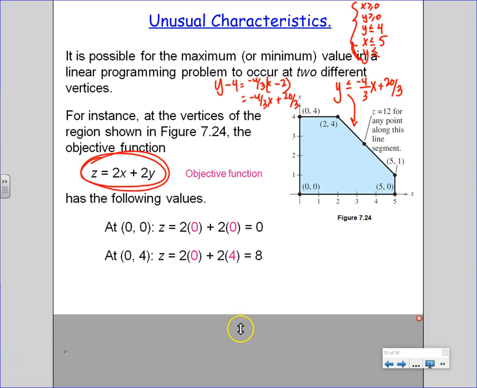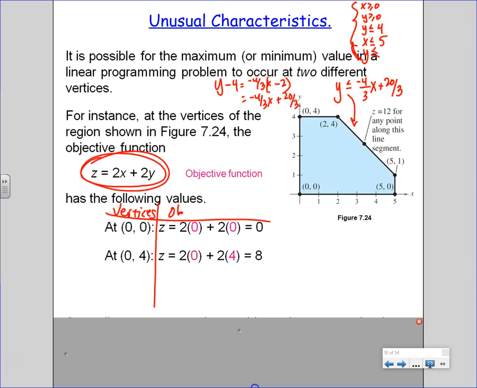So when we plug in each of the vertices, right? They plugged in (0, 0). This is our objective. What happens when I plug in, what's another one? (2, 4)? 12. What happens when we plug in (5, 1)? 12. What? What happens when we plug in (5, 0)? 10. Who wins? How is it possible that 2 of them win?